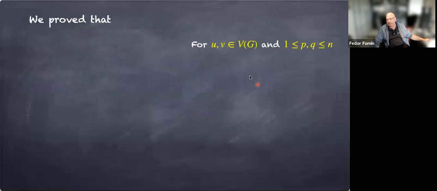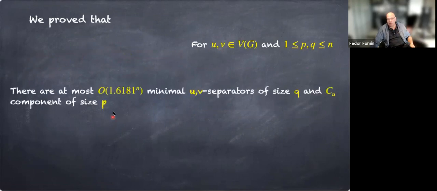So what we proved is that for every pair of vertices U and V, and for every numbers P and Q, there are at most this number.